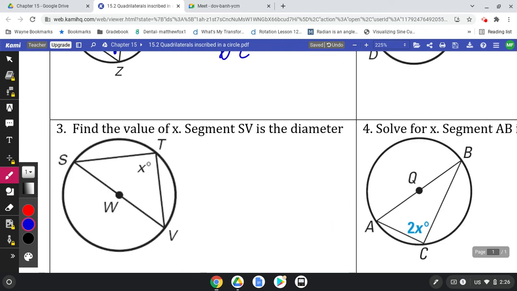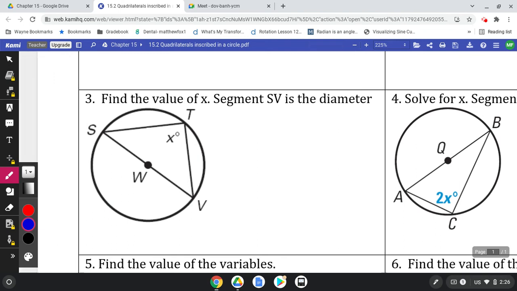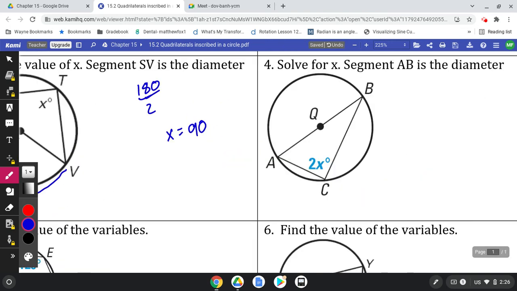All right, our next one, if we look here, take a look, and we know that this SV is the diameter. So right here is 180 degrees. So we can take 180 divided by 2, and we will get x equals 90. That's all we have to do on that one.